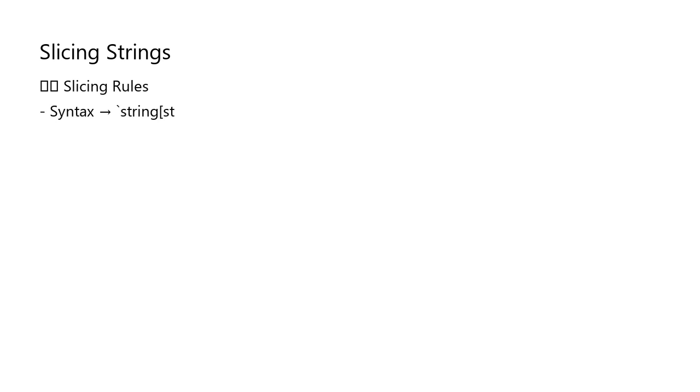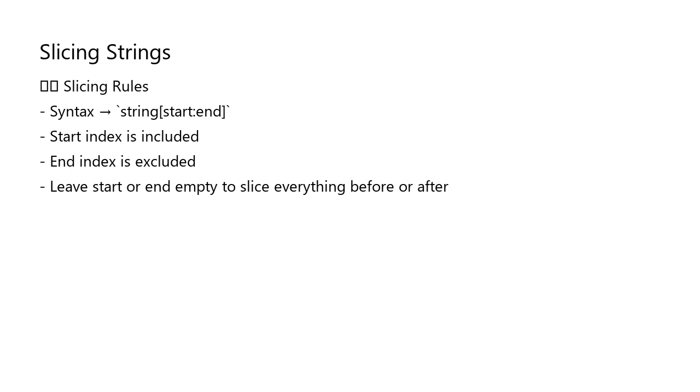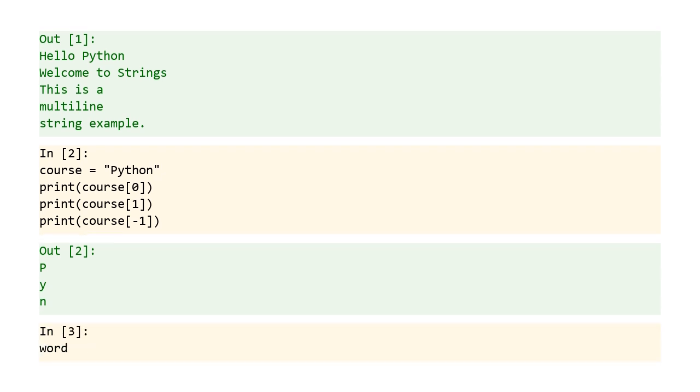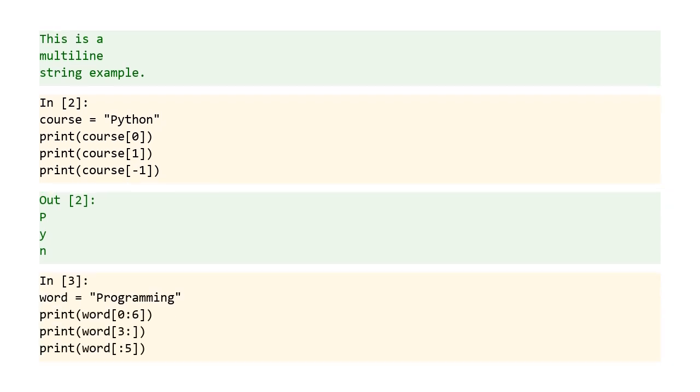What if you don't want the whole string? Just a piece of it? Slicing lets you extract the section without modifying the original string. It's like cutting a portion of a ribbon. The ribbon remains intact. We will slice the word, programming.